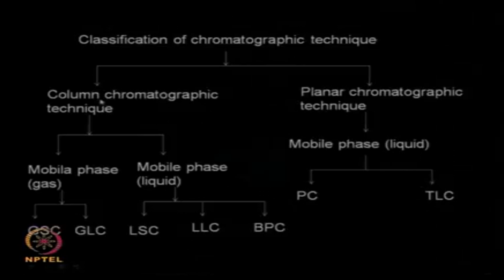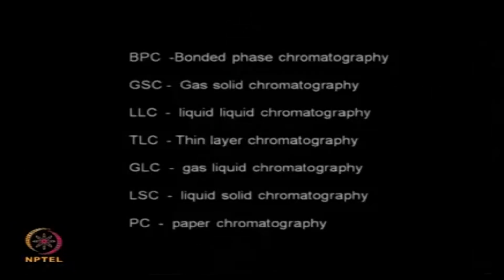If you look at the column chromatography, which uses a column, there is a mobile phase and there is a stationary phase. The mobile phase can be a gas or a liquid. So in the gas you can have a gas solid chromatography or a gas liquid chromatography, and similarly in the mobile phase you can have liquids, so you can have a liquid solid, liquid liquid and so on. So different types of chromatographies are possible. If you look at the stationary phase, it could be a bonded phase, you could have a gas solid, you can have a liquid, you can have a gas liquid or liquid solid and so on. So all these various combinations are possible.